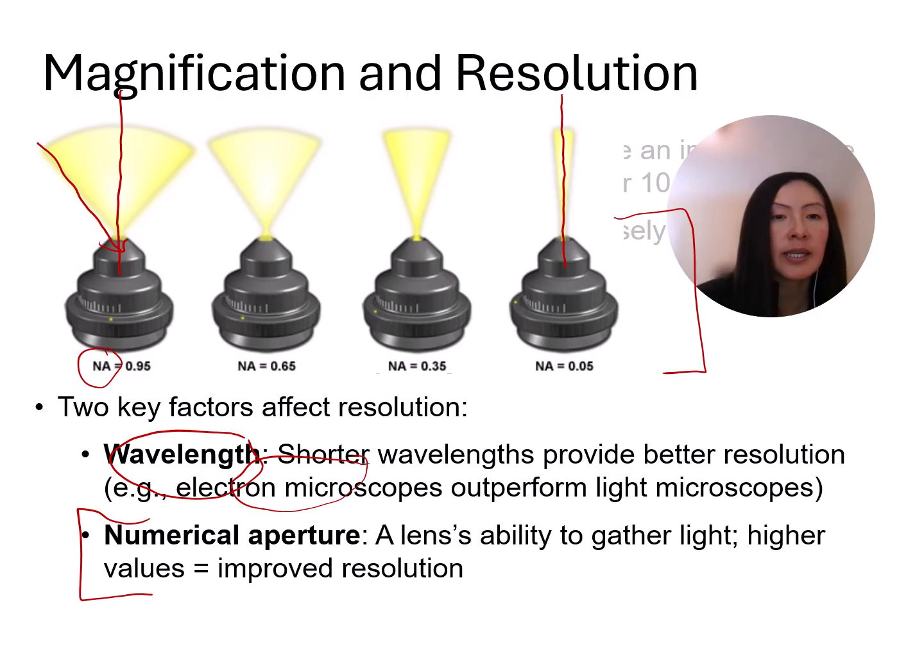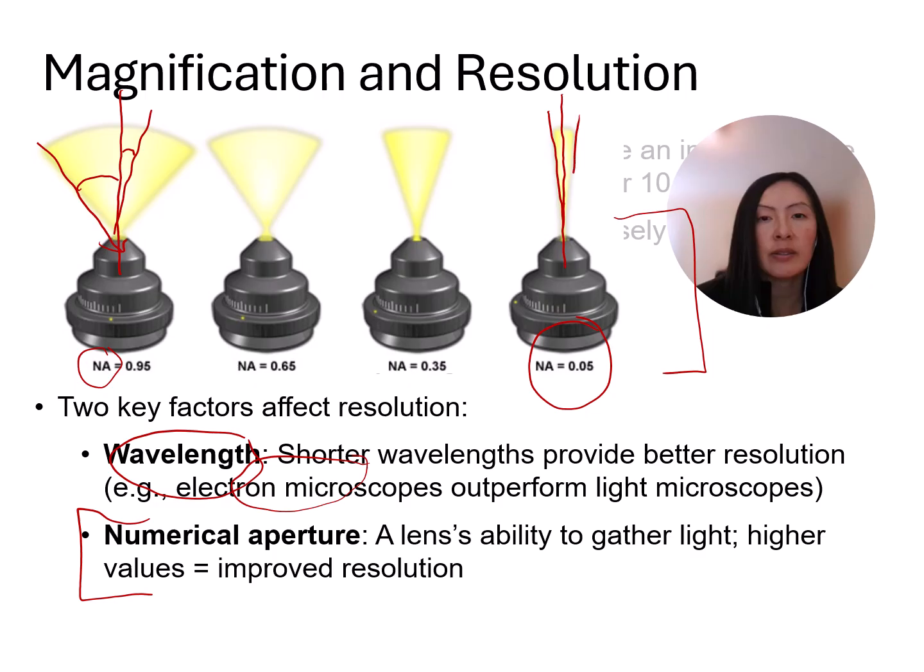So you can see it can gather light at this angle, but it could also gather light at a shorter angle. Whereas this one has a low numerical aperture on the right because the angles of light over which the system can accept the light is very narrow.